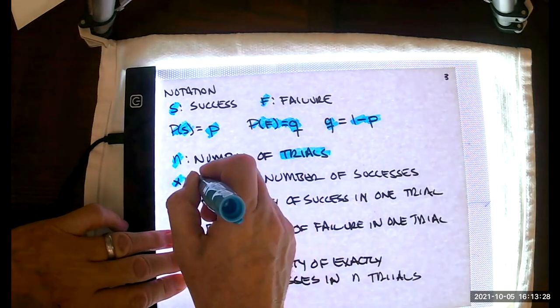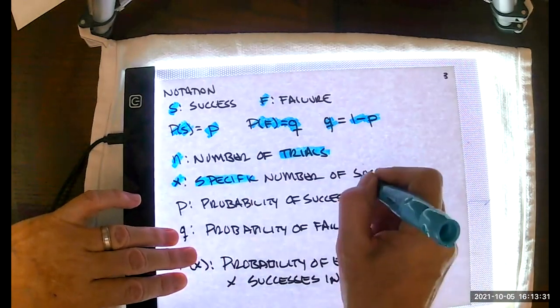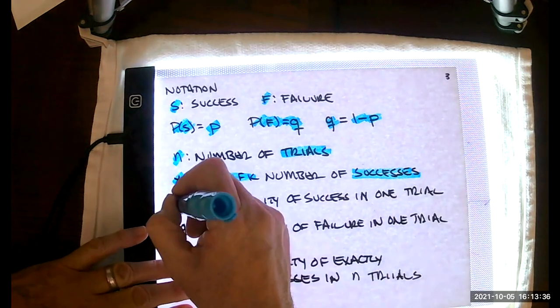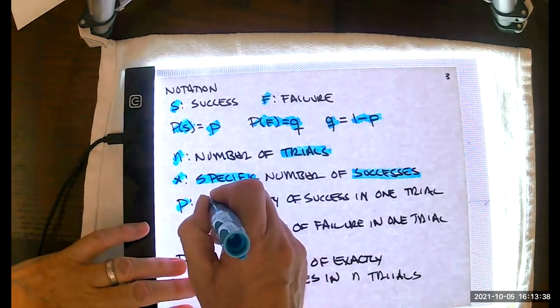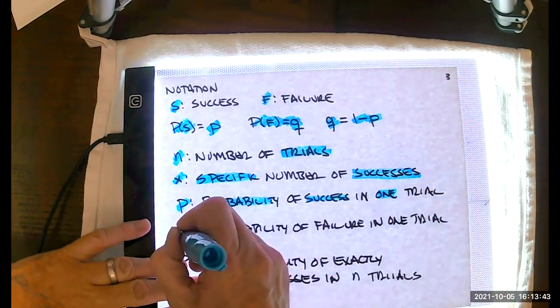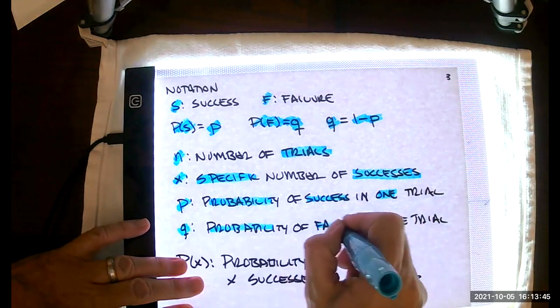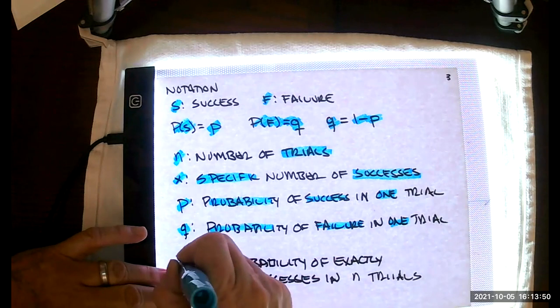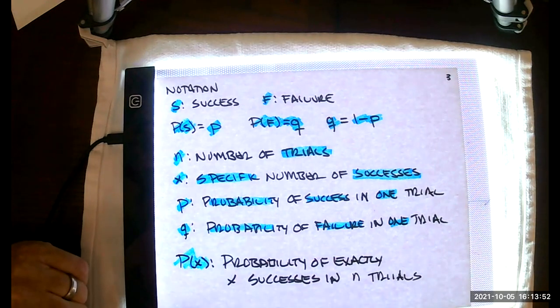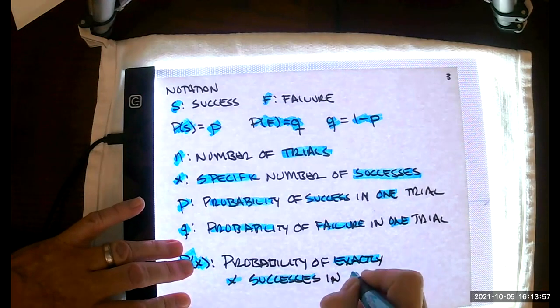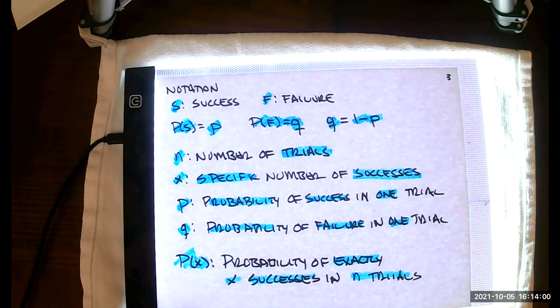We're going to let the letter X stand for a specific number of successes in those n trials. As I noted up here, little p is the probability of success in any one trial. Little q, probability of failure in any one trial. P of x, there's our probability notation. This is the probability of exactly x successes in those n trials. So that's the notation I use.